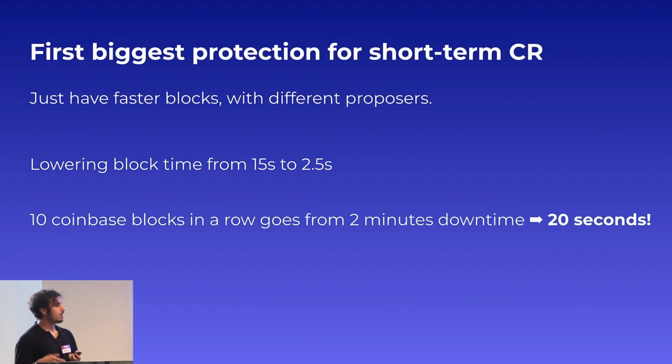So our first biggest protection: speed up block time. Ethereum block time is 15 seconds, so 10 blocks is 2 minutes. Well, if we look, we just went to the Osmosis Neutron current block time of 2.5 seconds. That same proof of stake threat model takes you to a 20-second censorship delay, which is a massive improvement.